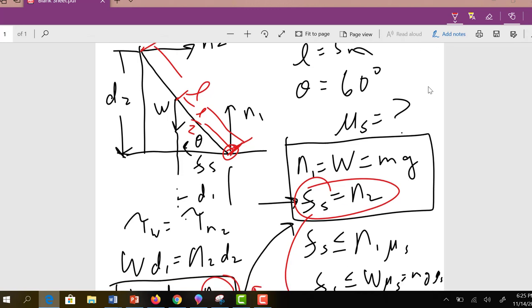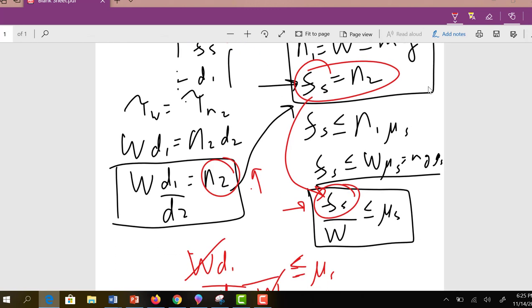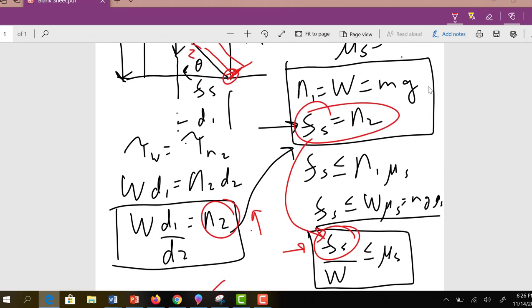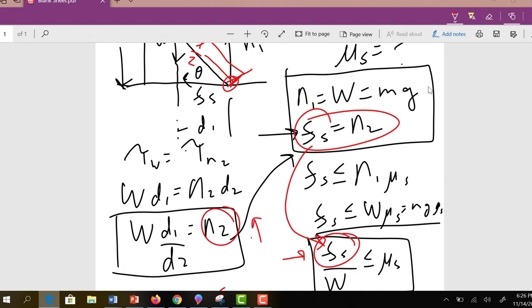Okay, very good. So lots of different things going on. We actually needed to use balancing forces and balancing torques. And then it all came together here at the end that mu sub s is bigger than d1 over d2. And you still have to do a little bit of work to get d1 over d2. Okay? Very good. All right, let's look at some problems from the homework.